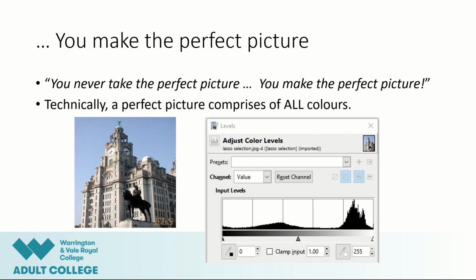So here we can see there's a lot of blue, a lot of greyish colours. There might be quite an element of black. So there are certain colours you can visually see, but technically all photographs tend to use an element of every single part of the spectrum of colour. So that's technically a perfect picture, but that really isn't meaningful. It doesn't mean much to us as humans.